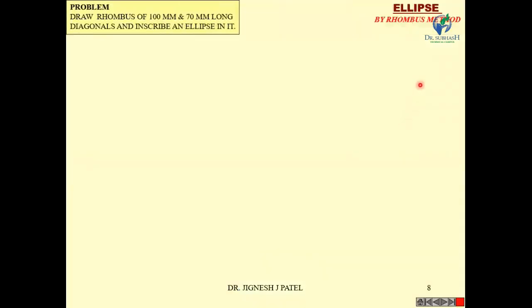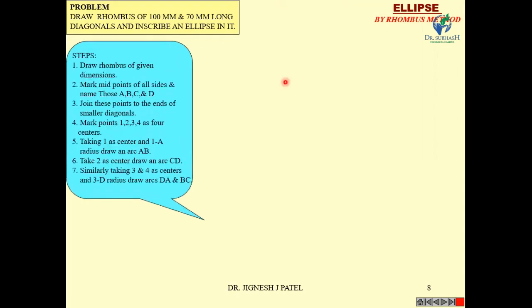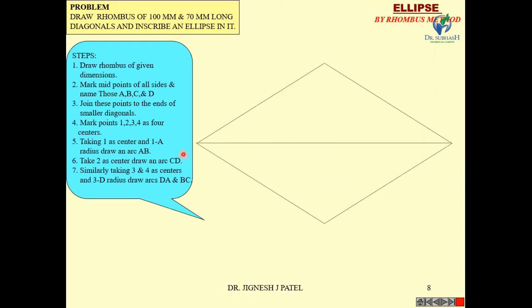And the last one is the rhombus method. Draw a rhombus with diagonals 100 mm and 70 mm long, and inscribe an ellipse in it. Let us see. A rhombus, 100 by 70 mm: one diagonal is 100 and the other diagonal is 70 mm. Now find the midpoints of the sides. These are A, B, C and D.